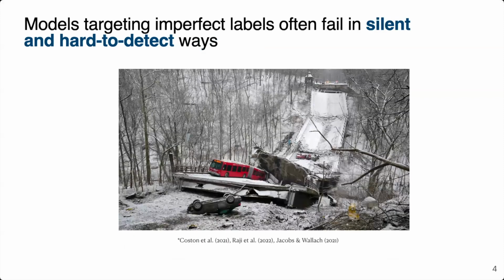And to make this challenge even worse, often models that are targeting these imperfect labels can fail when they're deployed in the real world in silent and hard to detect ways. So this is an image of the bridge collapse here in Pittsburgh, actually, the Fern Hollow Bridge a year ago. And when a bridge fails or other infrastructure fails, it's quite obvious. You can really tell that there is a problem. But oftentimes, predictive models are failing in silent ways that are very hard to detect. And as we'll see today, this is the case with a lot of decision support tools that are being developed that target imperfect labels.